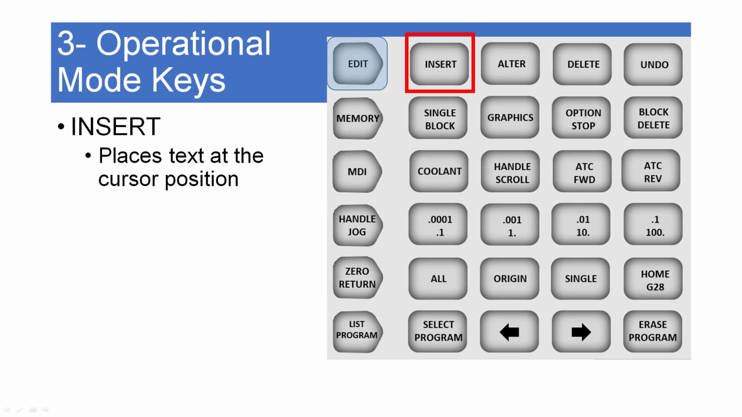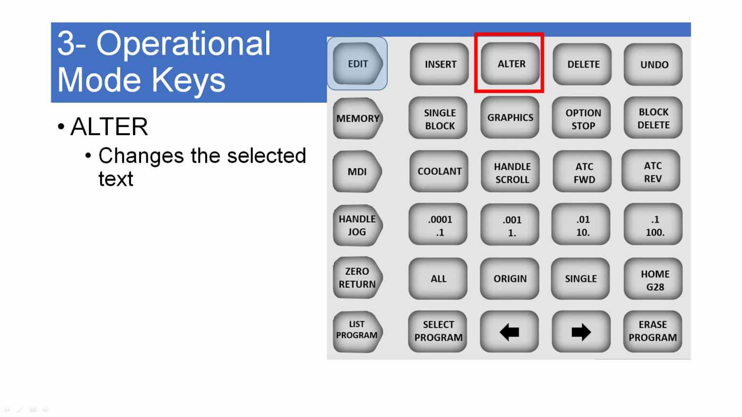As we discuss these rectangular keys, I'll highlight the mode switch if that key is used only in the corresponding operational mode. For an example, the Insert key is only active if I'm in the Edit mode, so the blue Edit mode key is shown highlighted. First up is the Insert key, which inserts text from the input bar into the cursor position when you're in the Edit mode.